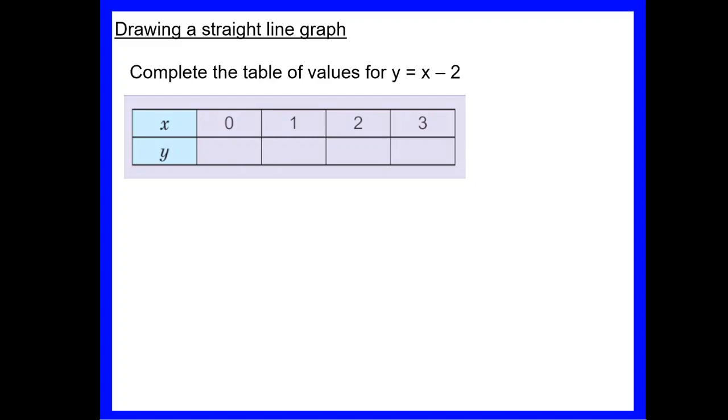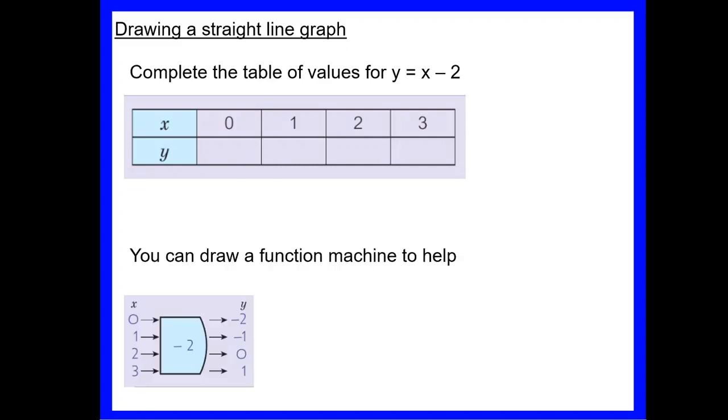Okay, so that tells us to find the y coordinate. We take the x coordinate, and we subtract 2 from it. Now you might want to draw a function machine to help you. So here's my function machine. I've put in all the values of x here. So we were told x is 0, 1, 2, and 3. Our function was x minus 2. So that's our x value minus 2 to get our output, which is our y value.